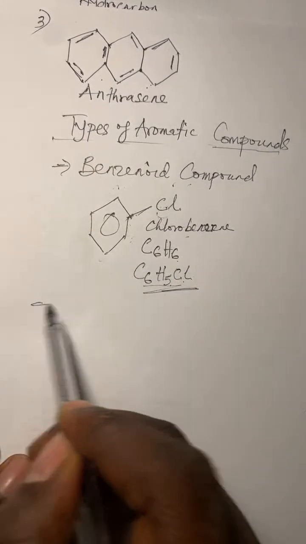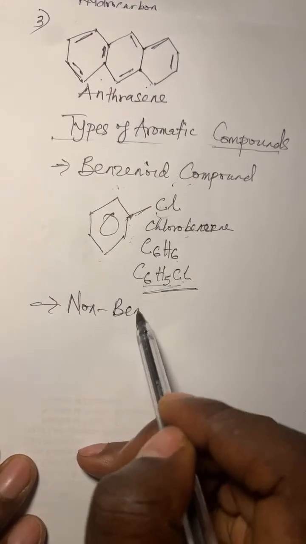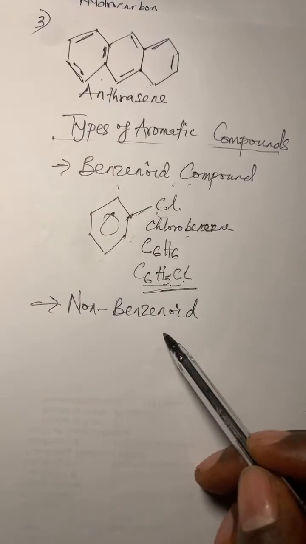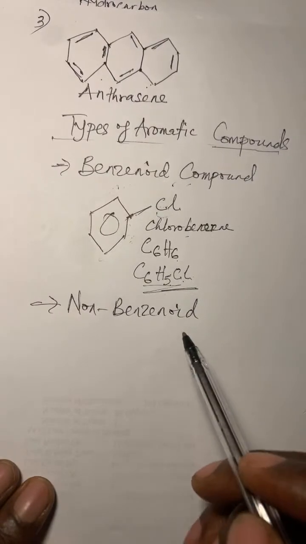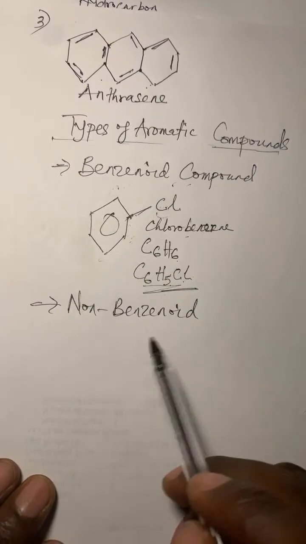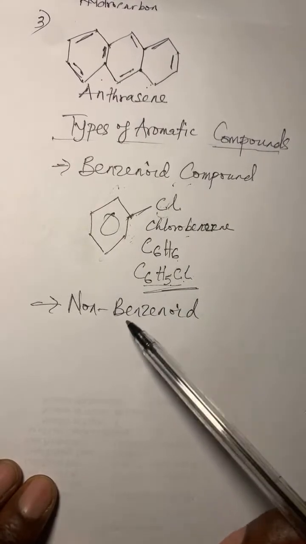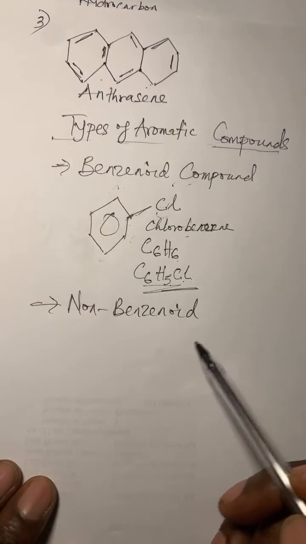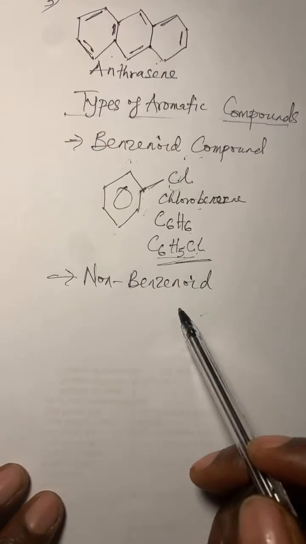There's another type of aromatic compound called the non-benzenoid compounds. It's simply saying that they don't consist of a benzene ring. It's as simple as ABC. If one consists of a benzene ring, this is saying they don't consist of a benzene ring. They don't have any resemblance with the likes of benzene. That's what it's saying for non-benzenoid compounds.